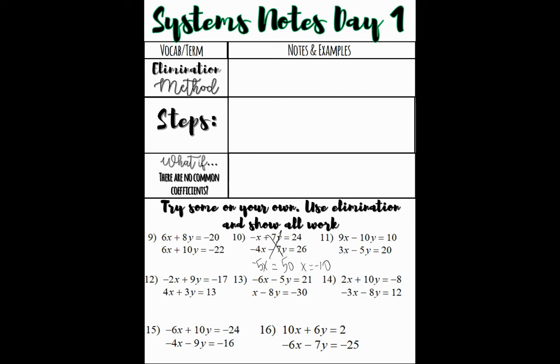If we plug it in, I'll plug it into the first one. Negative 10 plus 7y equals 24. So 10 plus 7y equals 24. 7y equals 14. So my y is 2. So my answer will be negative 10 comma 2.